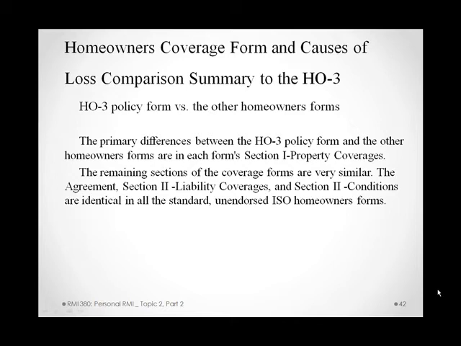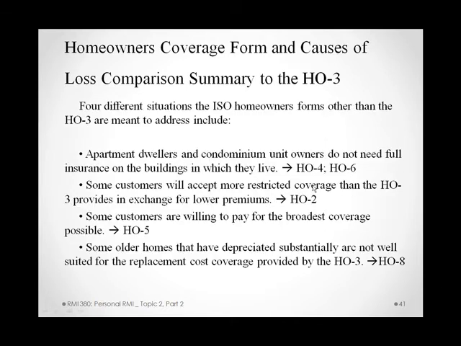As you can see, the main difference between the HO3 policy form and other homeowners insurance forms is actually the Section 1 property coverage. For example, if you're owning a condo or you're only living in an apartment, you may only have the personal belongings covered instead of the property, and you could choose HO4 and HO6. And if you want to have a limited coverage, you could choose HO2.